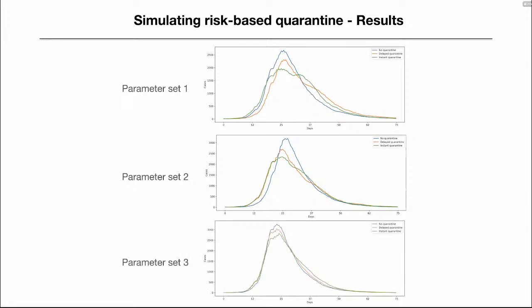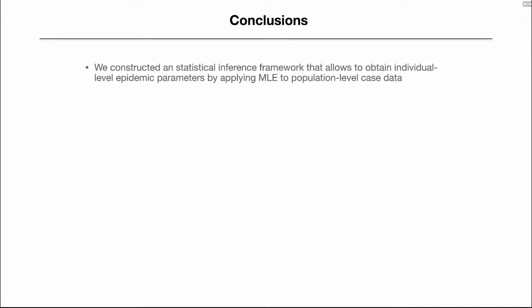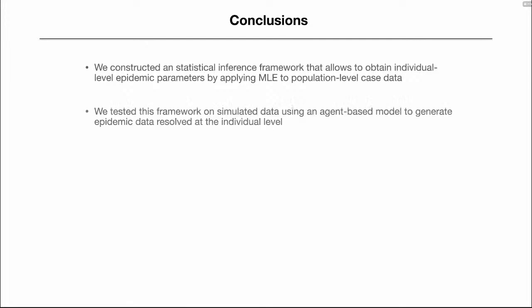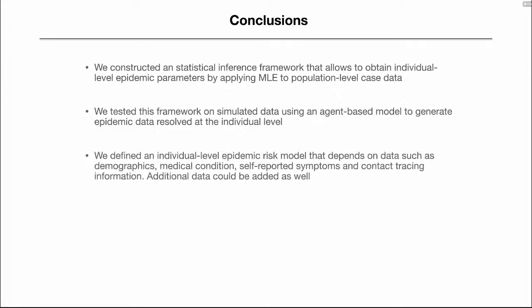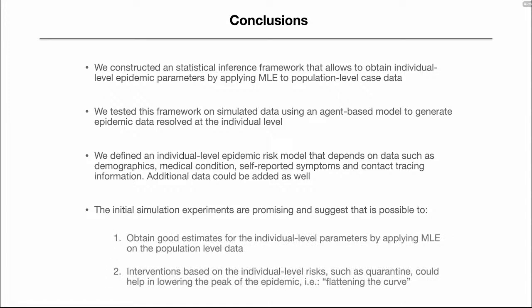And yeah, as a conclusion, this framework seems reasonable. This is just the first exploration of how we can link individual level and population level models tested with CommaKit. Of course, it is a very simple model, but it could be expanded. And the initial simulations are promising. We could recapture the parameters, the ground truth, and we can then use that ground truth to define a risk function that allows us to test different interventions.